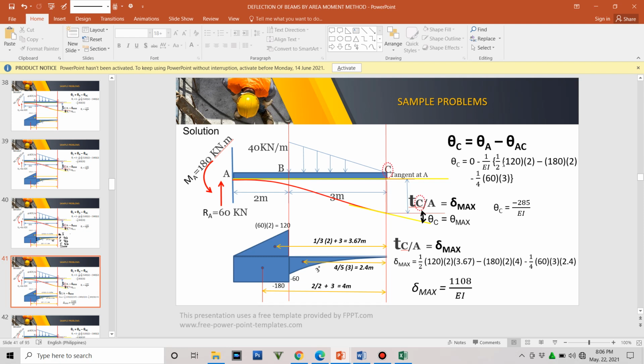So, we will now put the EI there, class. You may opt to place the over EI in your solution, especially when there is a change in cross-section, rigidity, and elasticity of each property. But if it is constant all throughout your beam, you don't need to put it in the solution, but in the end, just place all over EI. So, all of those are over EI. 1,108 all over EI. So, those are the answers to this problem.